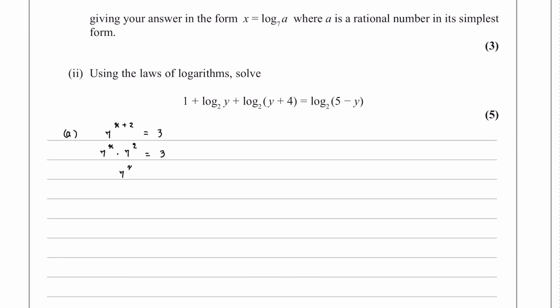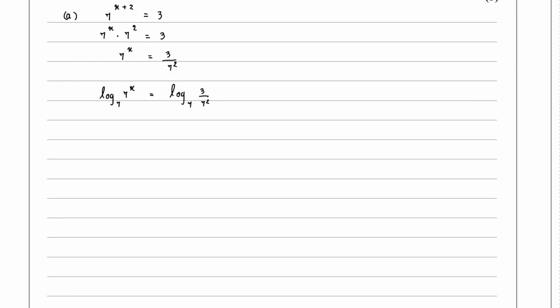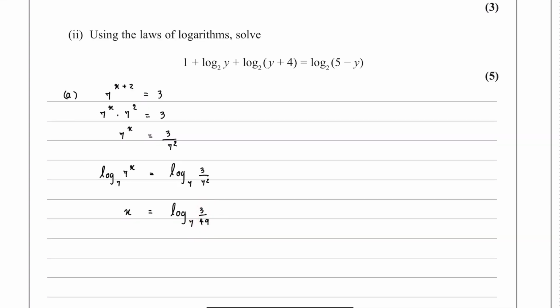So this one, 7 to the power of x equals 3 over 7 squared. Since we have to give our answer in the form of log base 7, we are going to take log base 7 to both sides of the equation. This one will be log 7 to the power of x base 7 equals log 3 over 7 squared base 7. According to log property, we can move x here, and log 7 base 7 is 1. So that's why we have only x on the left hand side. Then for this one, we've got log 3 over 49 base 7. This term is a rational number in its simplest form, so this is the answer.